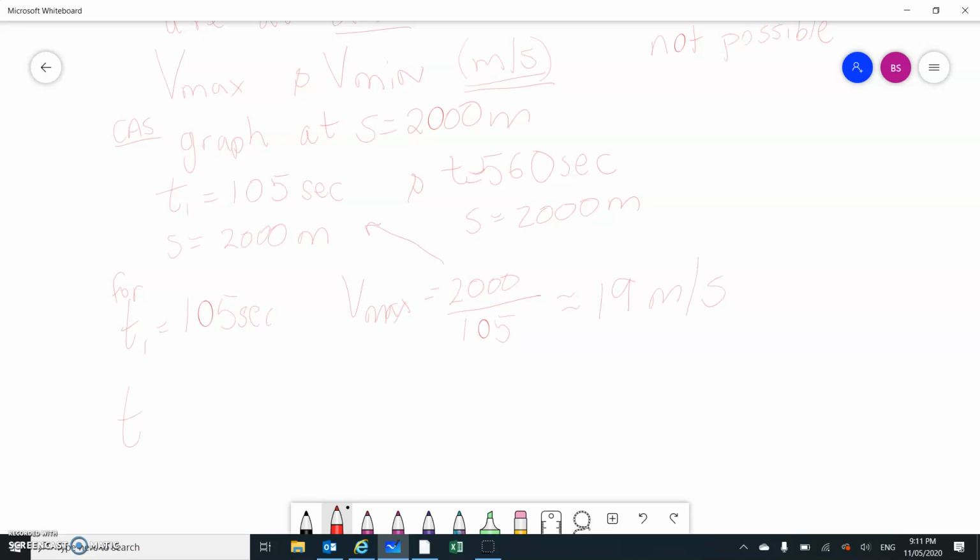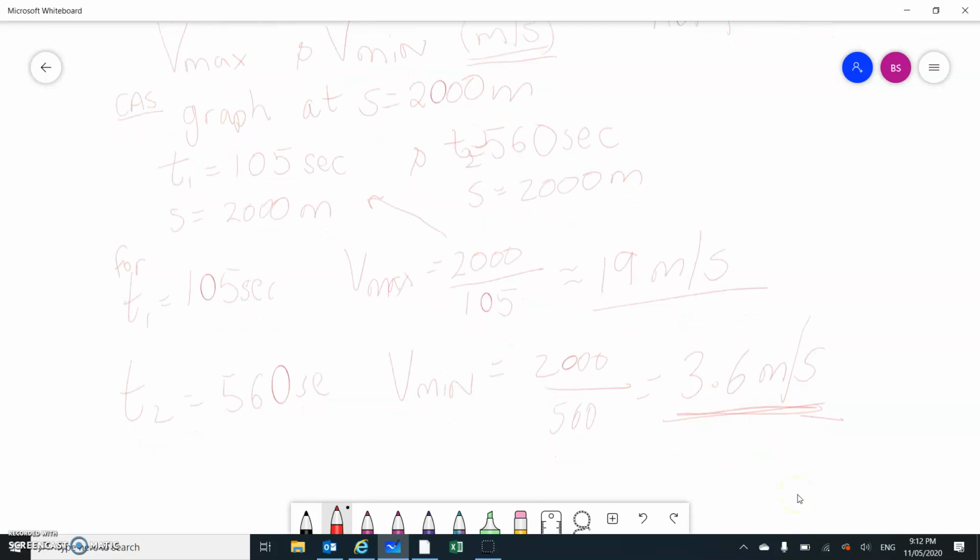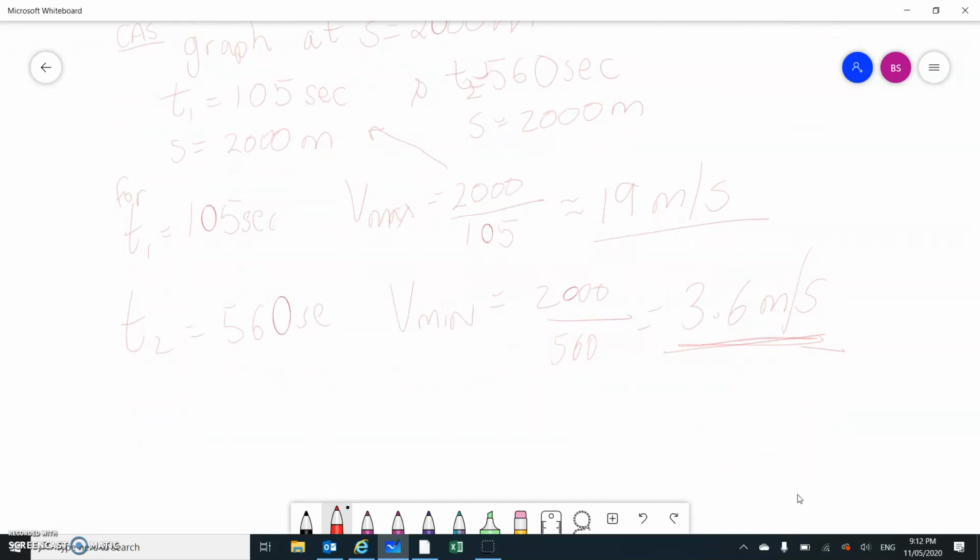For the second one, T2, where I have 560 seconds, this is actually my Vmin. You wouldn't know which one's the Vmin or Vmax until you've actually worked out the answers. So we've got 2,000 divided by 560, and we get 3.6 meters per second. And you can clearly see this one is a smaller number, so that's why this one here is your Vmin. And there you go. So your Vmax and your Vmin speeds are these 2 numbers. Okay, so that's question 2 done.